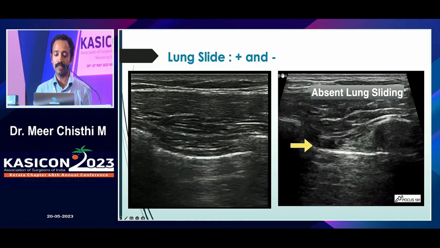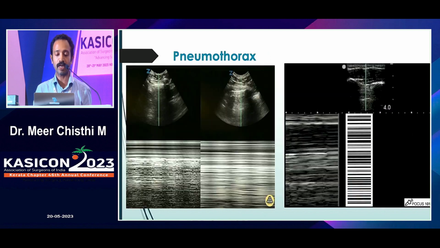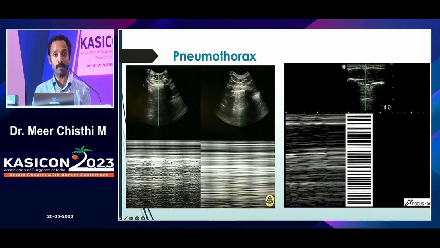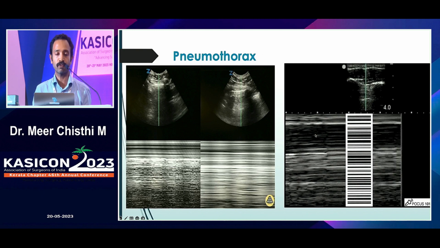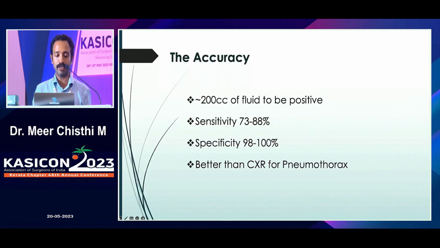Whereas on this side, the lung sliding is absent, which means the patient has a pneumothorax. Again, this is the normal seashore appearance you see in a normal lung, and this is the barcode. This very well looks like the barcode of a pneumothorax. And lastly, the spine sign seen in a hemothorax, where you can appreciate the spine very well.